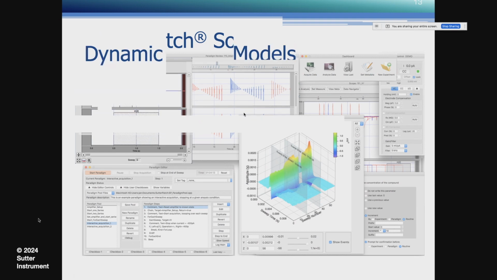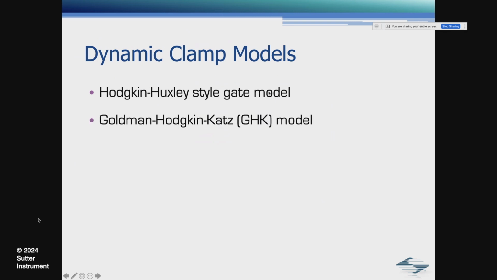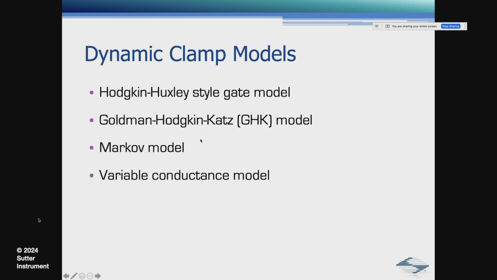I'll just briefly talk about dynamic clamp models, and we will use the Hodgkin-Huxley style gate model in the demos that I'll show. We also have a Goldman-Hodgkin-Katz conductance model and a Markov model. And then we have what's called the variable conductance model. Again, in the interest of time, I'm not going to go into that today. One thing we are considering, the variable conductance model could be folded into the Hodgkin-Huxley style in essence with a constitutively open conductance. You can mimic that as well.